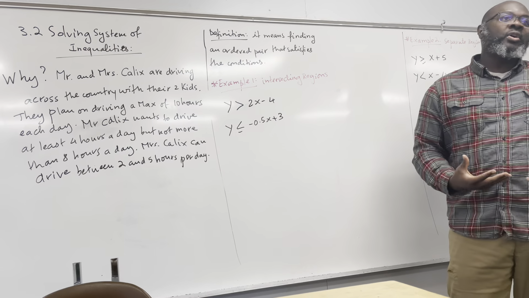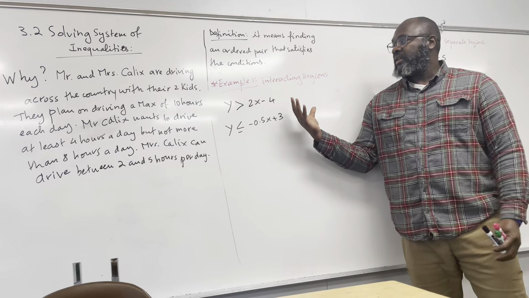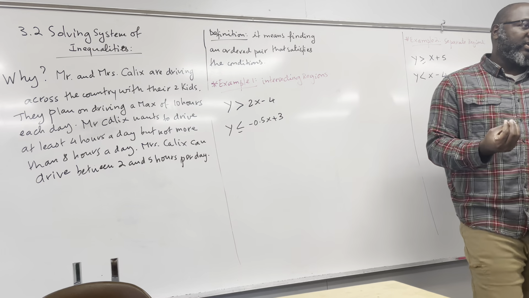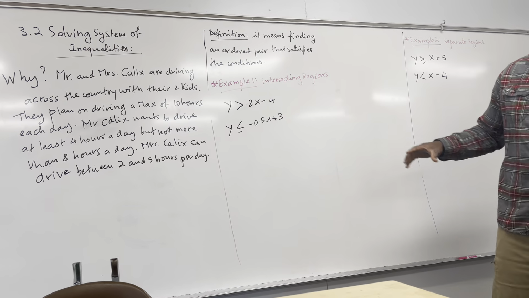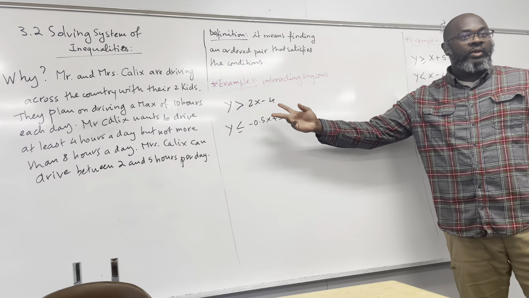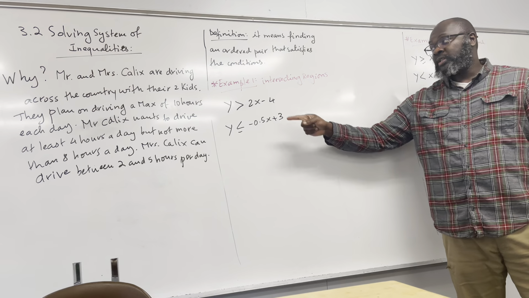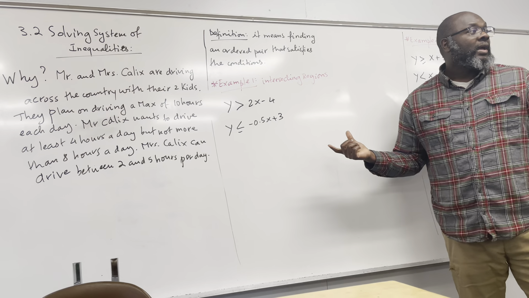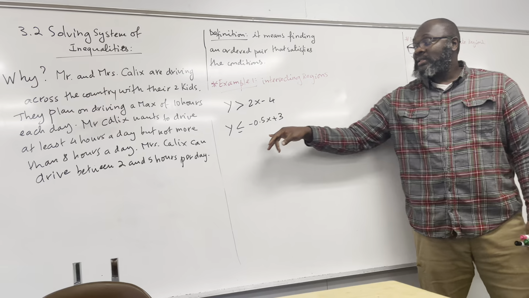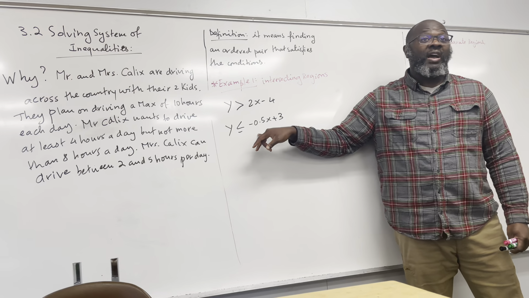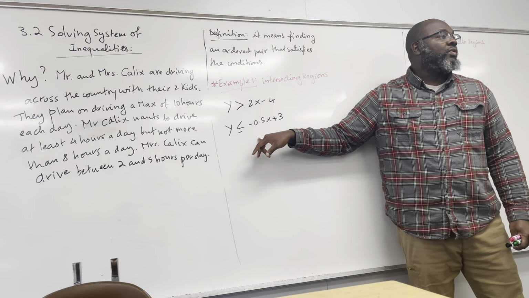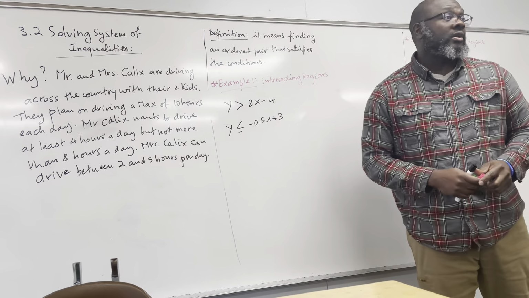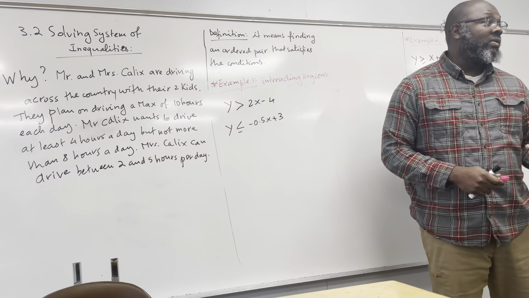We're going to talk about solving a system that gives us intersecting regions, right? Intersecting regions. So how do I solve this here? I have 2 inequalities, right? The first one says y is greater than 2x minus 4. And the second one says y is less than or equal to negative 0.5x plus 3. And I want to solve this. So how do I solve this? I'm going to graph it and figure out the solution, right?